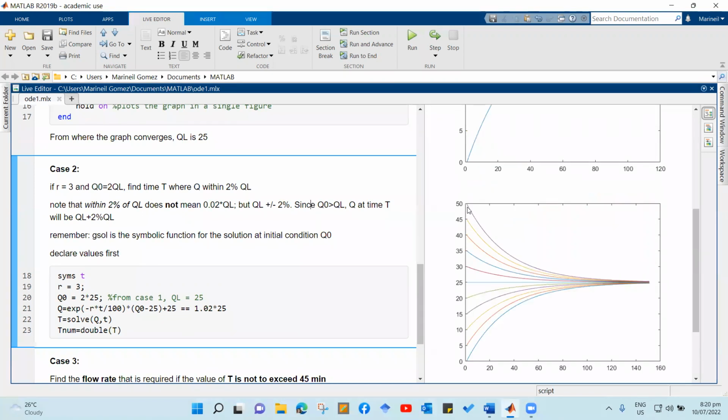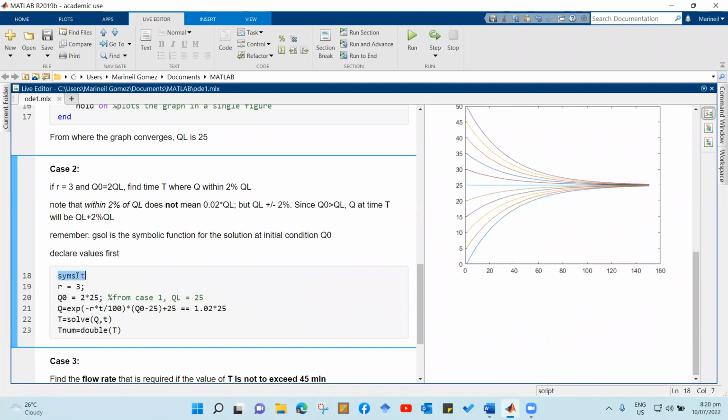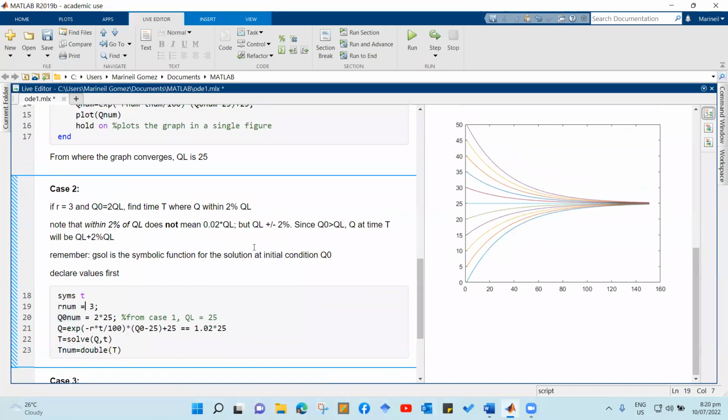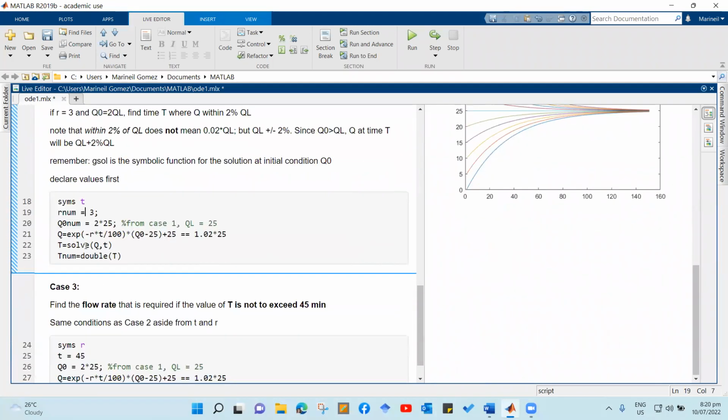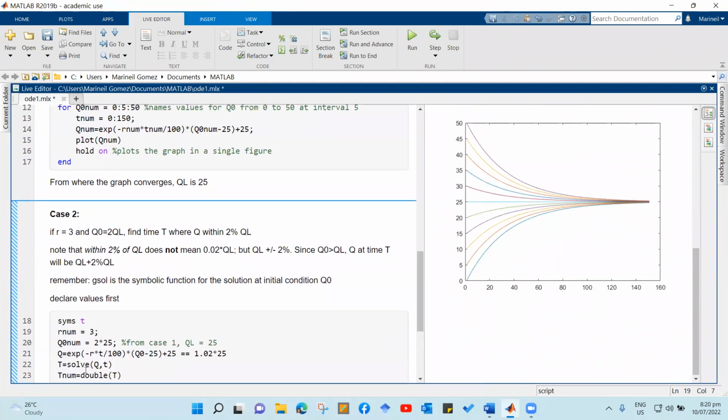Since we are coming from a higher salt concentration than the equilibrium value, let's approach it where it is 1.02%. In this case, I have here another symbolic function, syms of r. I have this value r num, which is a 3, and you have here Q0 numerical value. I'm just overwriting again the numerical values from here. Case 2. Okay, so Q num is 2 times 25.